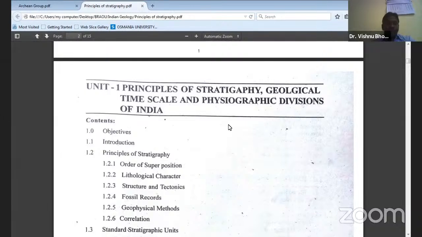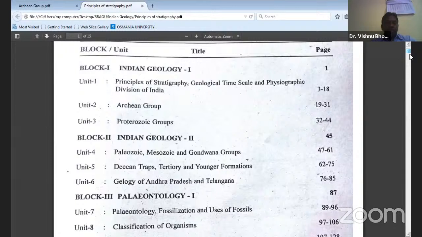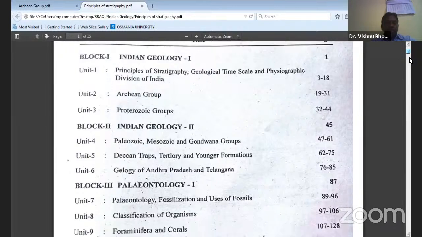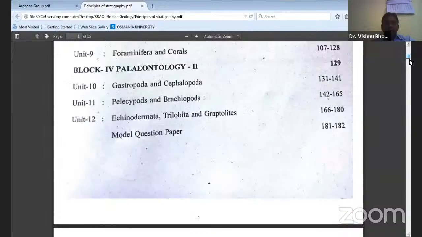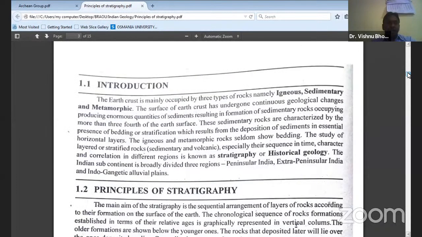Yes, yesterday we discussed the basic principles of stratigraphy, and once again we recapitulate all the things. The order of superposition. Order of superposition means how the layers were formed according to their sequence. Stratigraphy speaks about the rocks or layers, how they are formed layer-wise on the earth's surface.